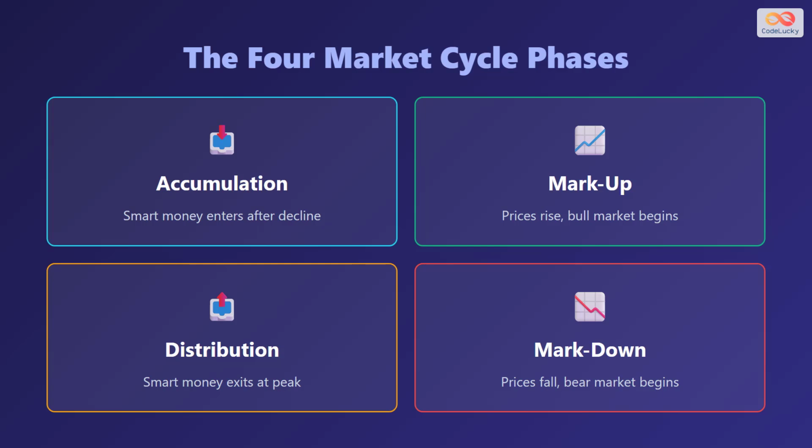Every market moves through four distinct phases that repeat in cycles. First is accumulation, where smart money enters after prices have declined. Next comes the markup phase, where prices rise and the bull market begins in earnest. Third is distribution, where experienced investors exit their positions at peak prices. Finally, the markdown phase brings falling prices and the bear market takes hold. Understanding these phases helps traders anticipate market movements and position themselves strategically for each stage of the cycle.